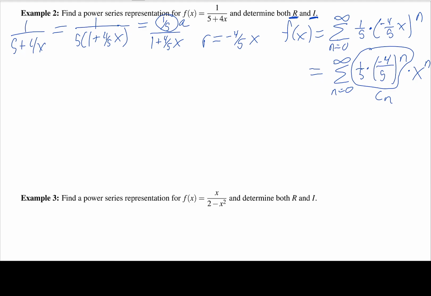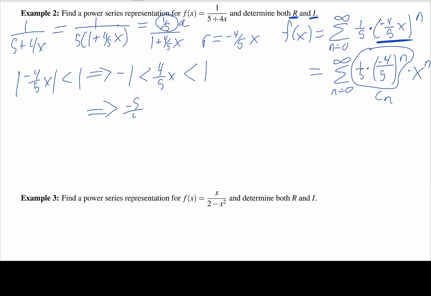So we know that this thing will converge if the absolute value of r is less than 1. So we need the absolute value of negative 4/5 x to be less than 1. Which means that I need negative 1 to be less than 4/5 x, which should be less than 1. Which means that I need negative 5/4 to be less than x, which should be less than positive 5/4.